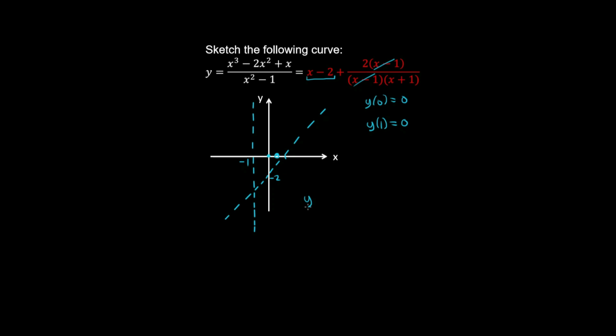And then differentiating this function, what we get is 1 - 2 on x plus 1 squared. And then setting the derivative to 0, you get the critical points, which are somewhere here. So the curve looks something like this.